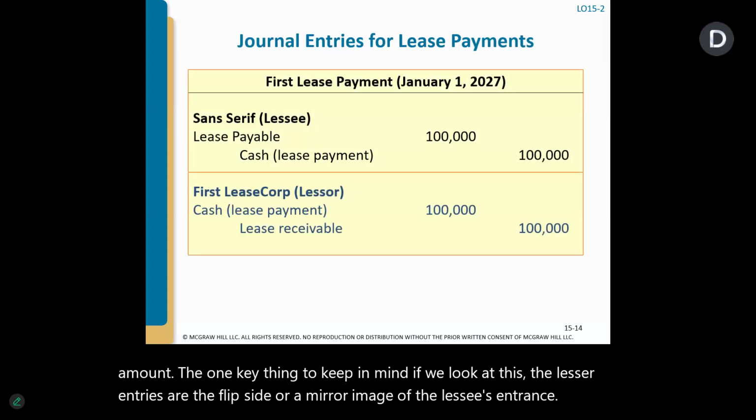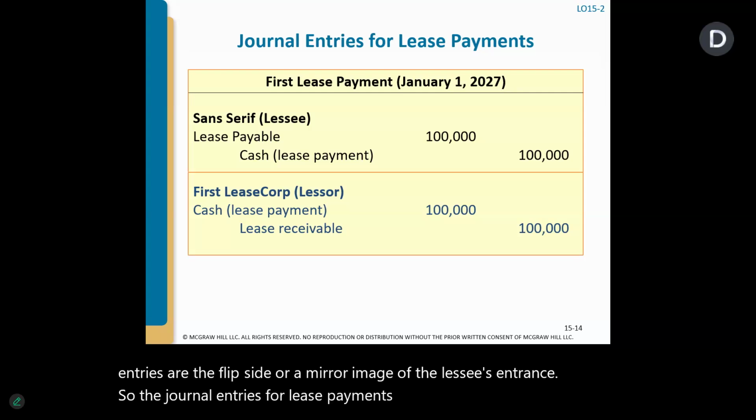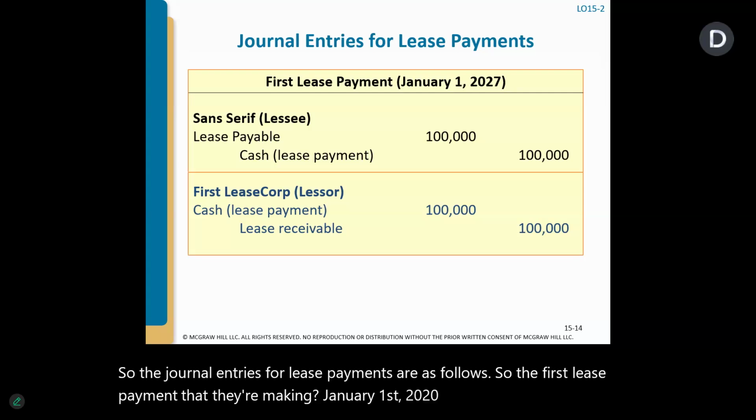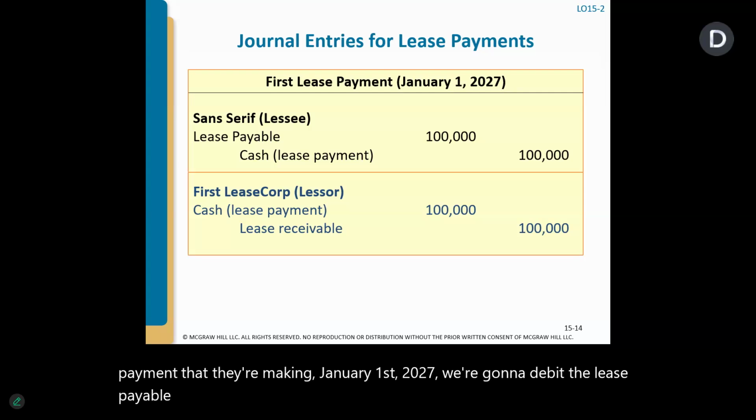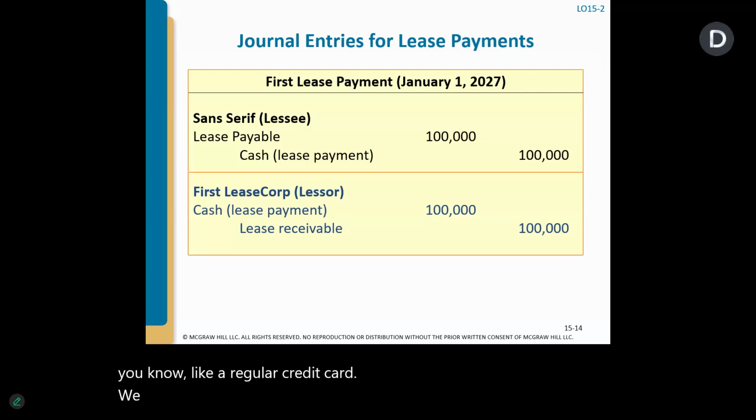So the journal entries for lease payments are as follows. The first lease payment that they're making January 1st, 2027, we're going to debit the lease payable because we are paying down our balance. So if we think about it, like a regular credit card, we are debiting the liability account to show the decrease. And then we credit cash. Why? Because we're paying with cash. We're not paying with peanuts, right?